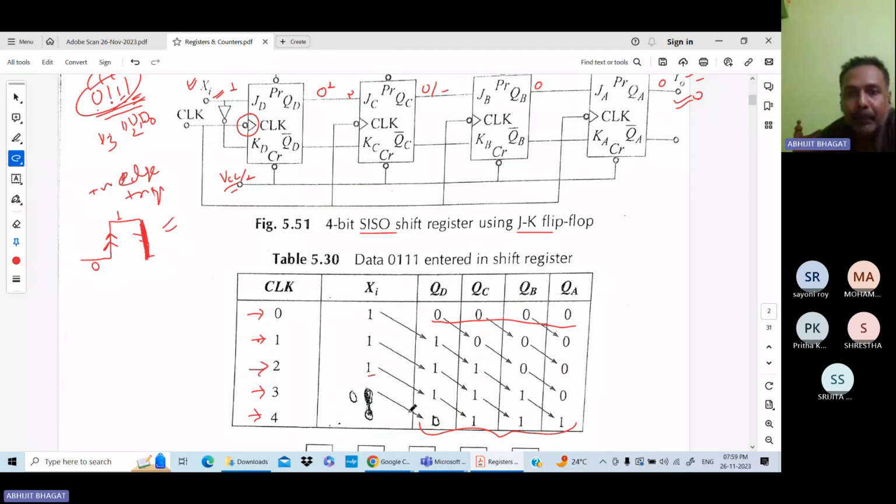Is it clear? Your input is what? 0, 1, 1, 1. So after the 4 clock pulses, all inputs are inside the flip-flop, entered in the flip-flop. You can see here 0, 1, 1 and 1. Okay.